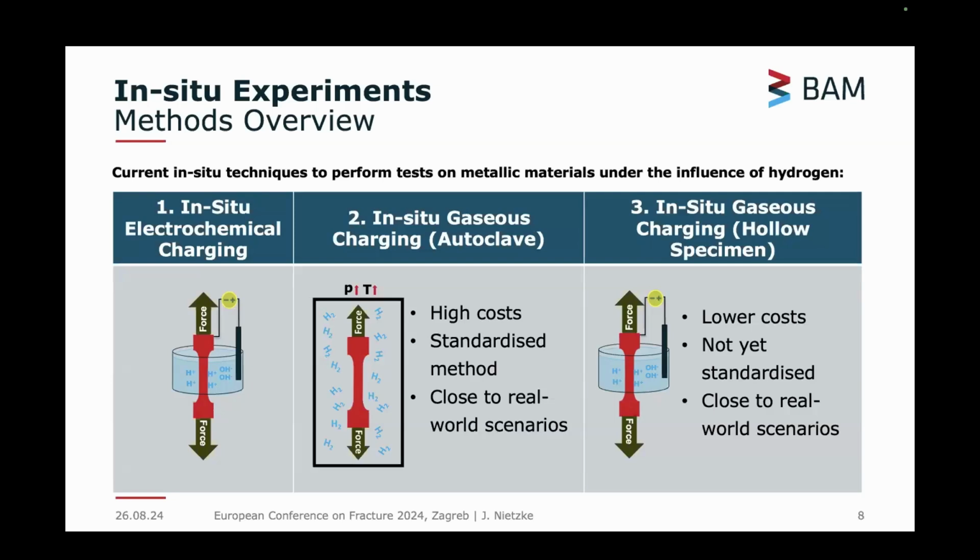With the autoclave, usually you have very high costs, especially for the safety equipment. But it's a standardized method, and it's more or less close to real-world scenarios compared to some other methods. With the hollow specimens, we have the advantage that it's much cheaper. It's easier to apply in a lab because the amount of hydrogen used is much lower. And you could say it's also close to real-world scenarios.